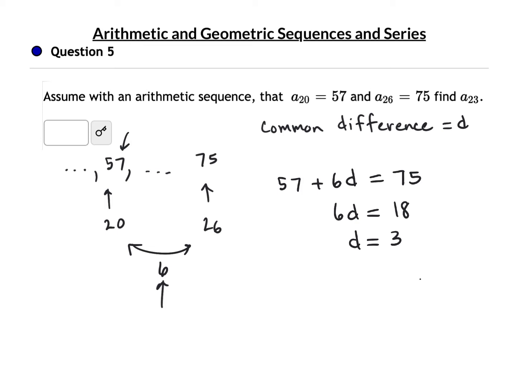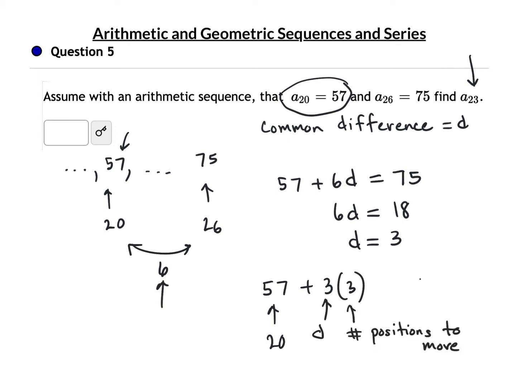That means if I pick up at a sub 20 and I want to get to a sub 23, if I start at 57, the 20th term, and I add the common difference 3, I only need to move 3 spots to get to the 23rd term. Add 3 times 3, 9 to 57, and we get 66. The 23rd term would be 66.